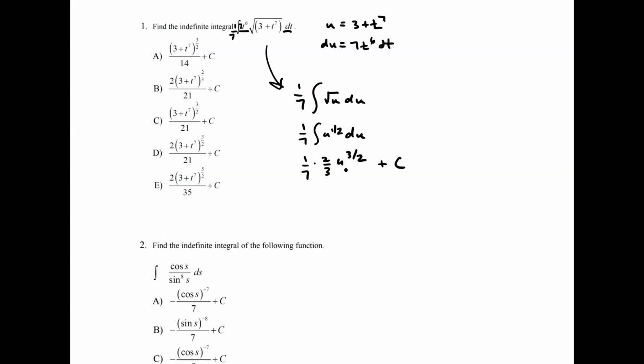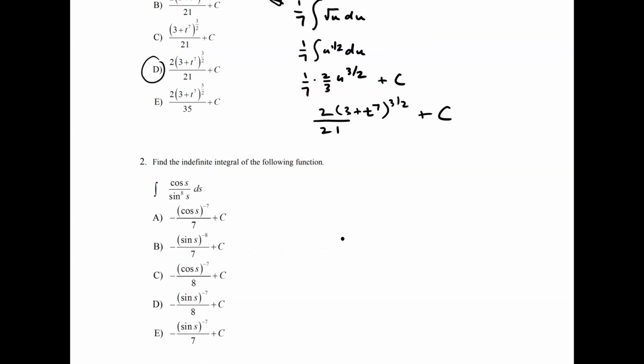We just need to back substitute here. And so I have, looks like I'll have 2 over 21, and then u to the 3/2, so that's going to be 3 plus t to the 7th raised to the 3/2 plus c. So which one of these is it? Let's see. It looks like it is answer D. 2 times 3 plus t to the 7th to the 3/2 all over 21 plus c.